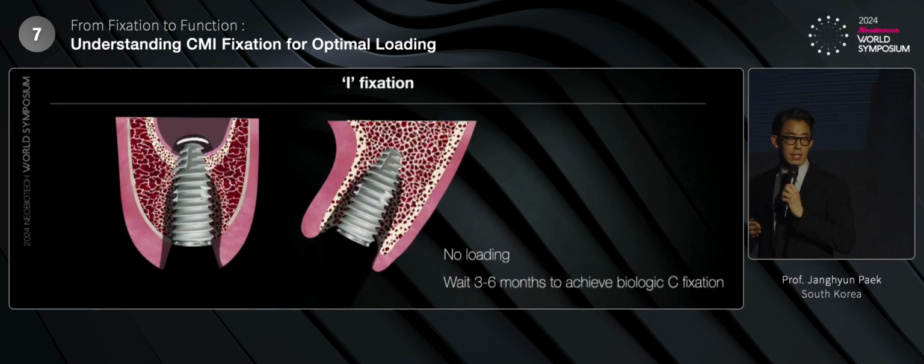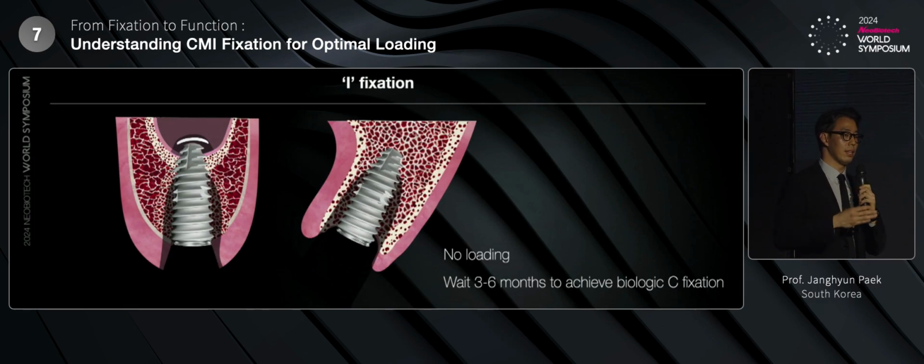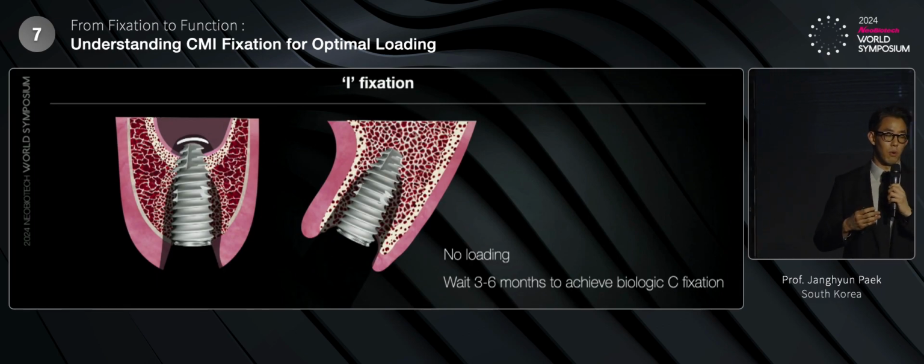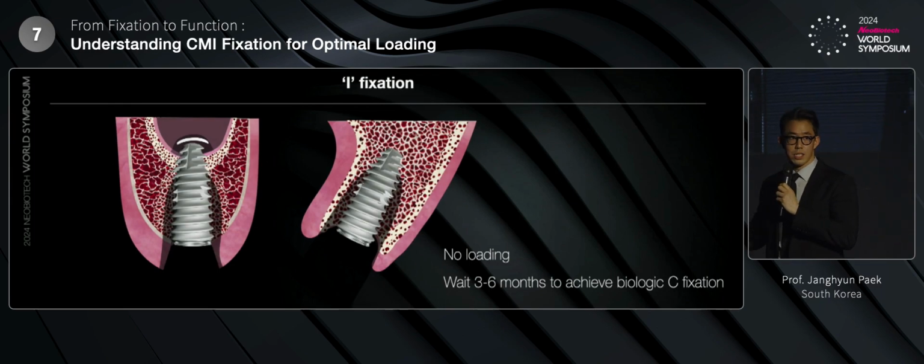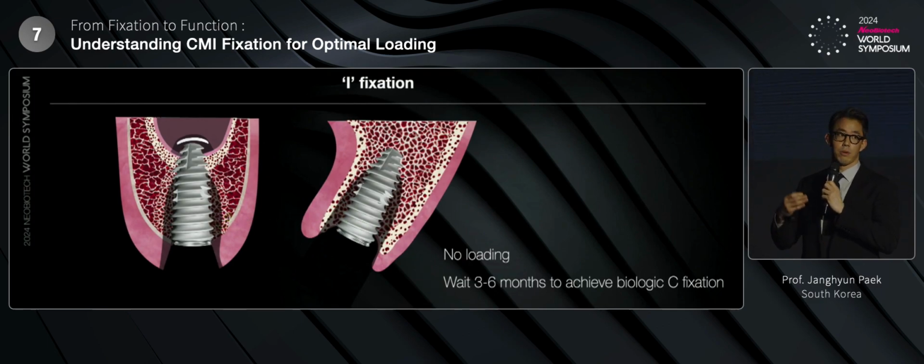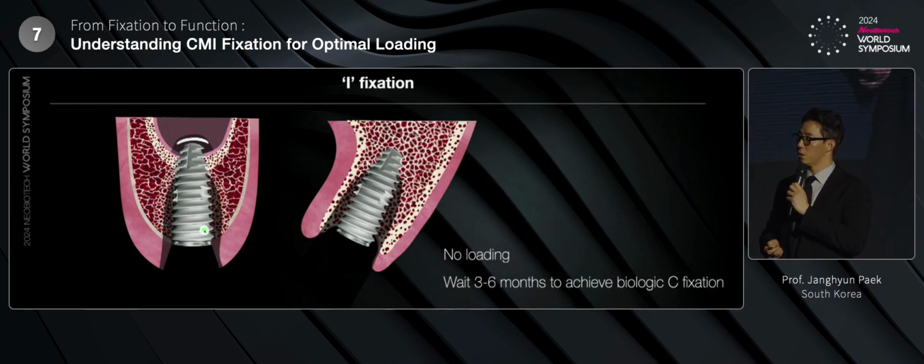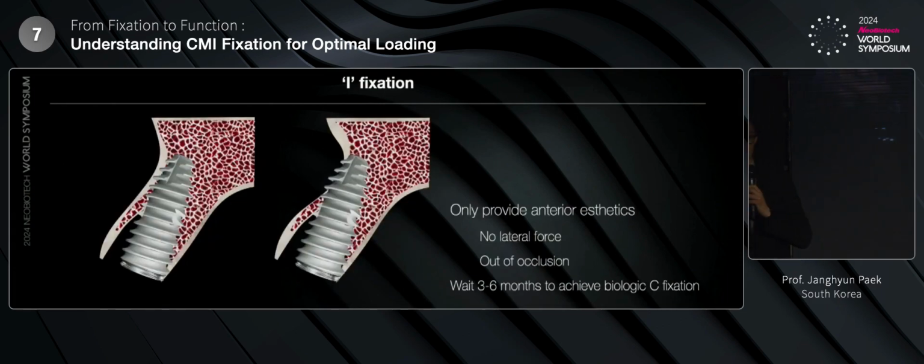So in I fixation cases, we have to limit ourselves not to load the implant. We have to wait at least 3 months, 4 months, or 5 months to achieve biologic C fixation. First, we didn't have any C fixation here, but if we wait 3 to 4 months, then we do have the fixation from the middle and fixation from the coronal. We have to provide only aesthetics, not function. So no lateral forces. It has to be totally out of occlusion until we have the biologic C fixation after 3 to 4 months.